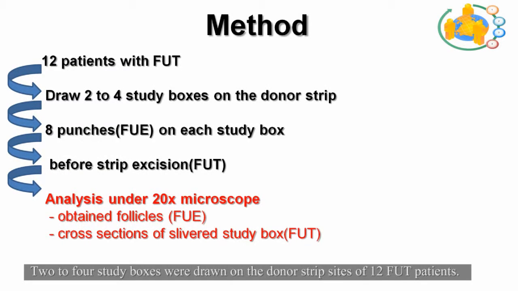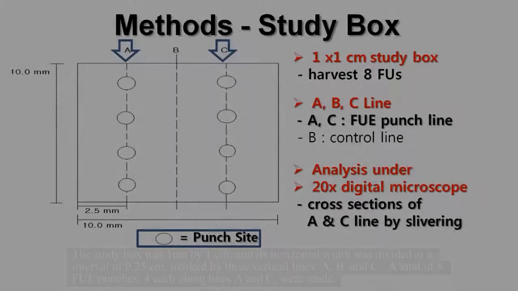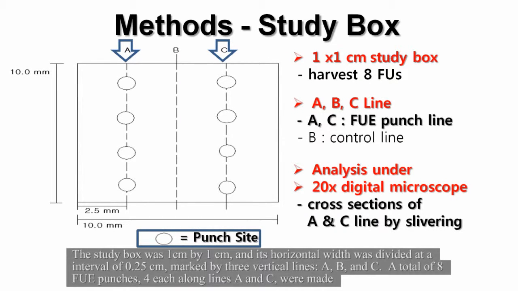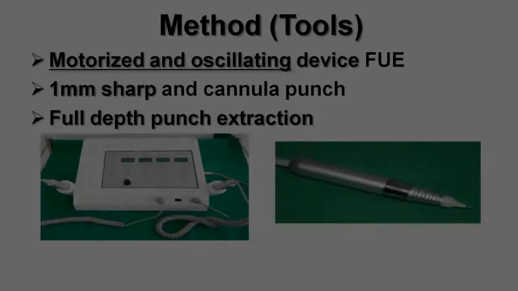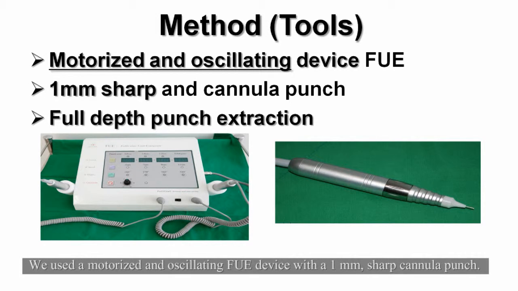2 to 4 study boxes were drawn on the donor strip sites of 12 FUT patients. The study box was 1 centimeter by 1 centimeter, and its horizontal width was divided at an interval of 0.25 centimeters, marked by 3 vertical lines, A, B, and C. A total of 8 FUE punches, 4 each along lines A and C, were made. We used a motorized and oscillating FUE device with a 1 millimeter sharp cannula punch.